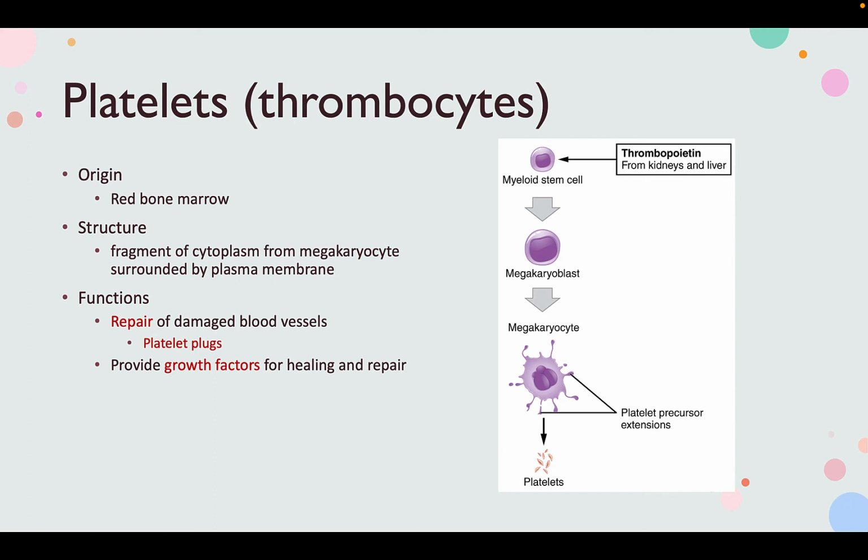So platelets, these are thrombocytes. Their origin is in red bone marrow. The structure is basically a megakaryocyte that becomes fragmented, and little chunks of those cytoplasm fragments become platelets. And so thrombopoietin comes in and stimulates those same cells that could become erythrocytes, but it stimulates them to become megakaryocytes, which then basically explodes in a different process, but breaks up into chunks and becomes little platelets.